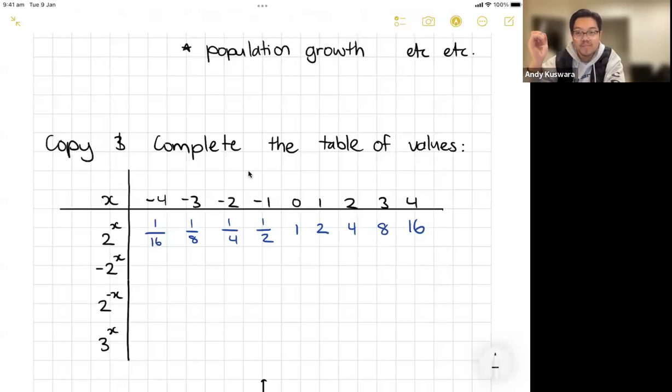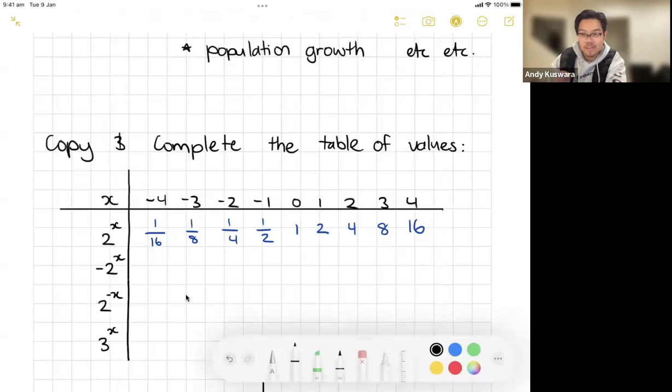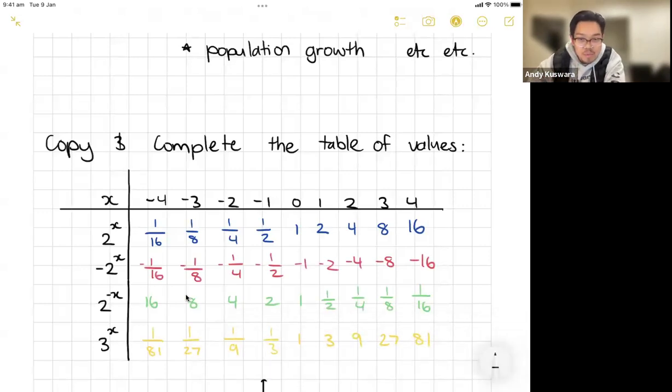At this point, what I want you to do is pause this video and see if you can fill in the remaining blanks under here for -2 to the power of x, 2 to the power of -x, and 3 to the power of x. If you're in class right now, pause the video and try to figure those out yourself. Use your calculator if you must. See how you go. Hopefully you did that. If not, I prepared this earlier. So these should be your numbers. Please double check them and make sure you're on the right track.